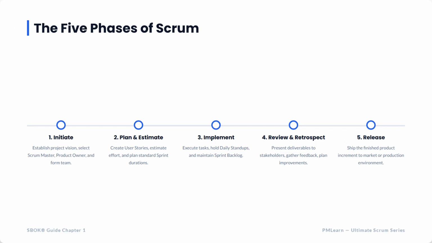Fourth, review and retrospect. At the end of a sprint, we demo the working product to the customer and hold a retrospective to figure out how we can improve our teamwork. Finally, release. We ship the increment to the users and celebrate.